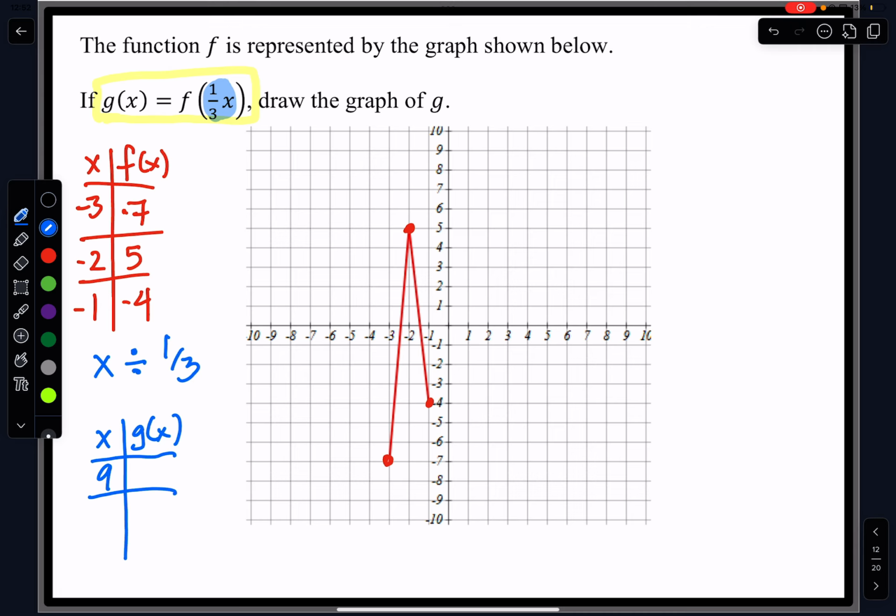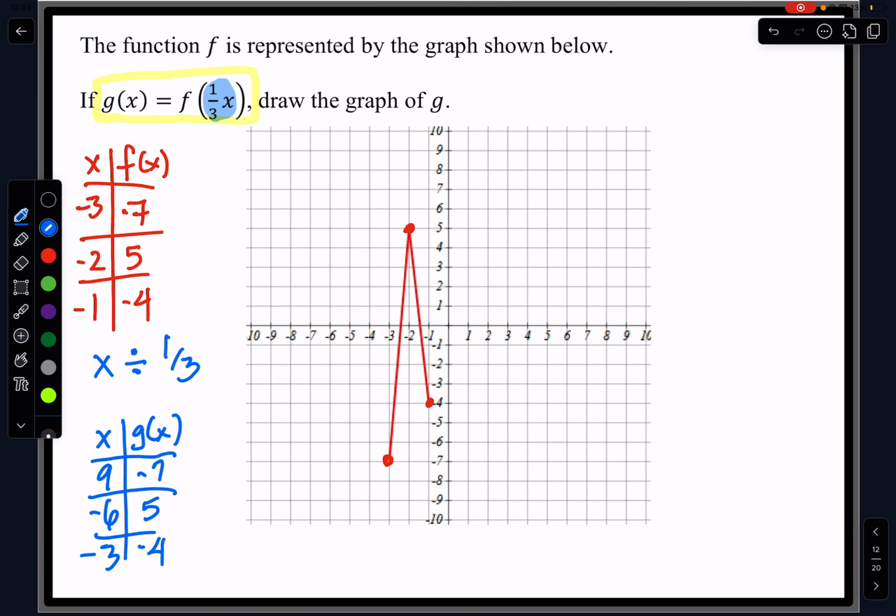Then -2 divided by 1/3 is -6. And then finally, -1 divided by 1/3 is -3. The y values are not being affected here because we're not doing any outside operation. So the f of x values stay the exact same. So they're going to be -7, +5, and -4.